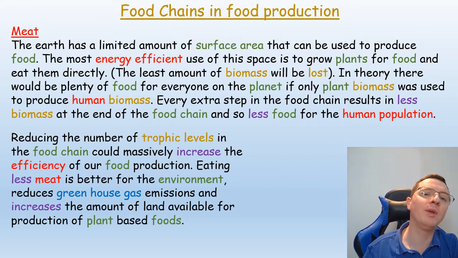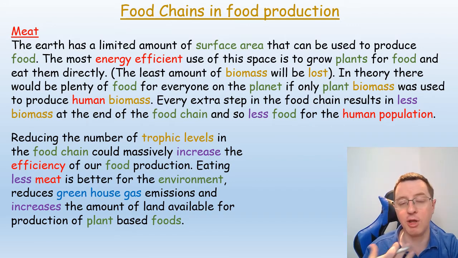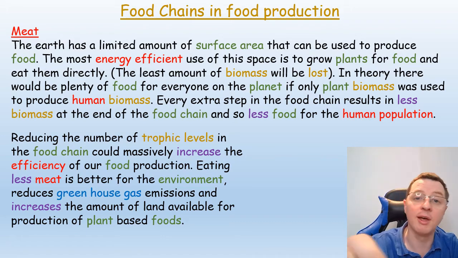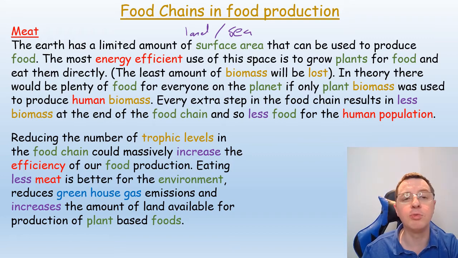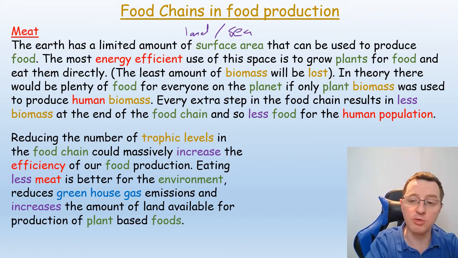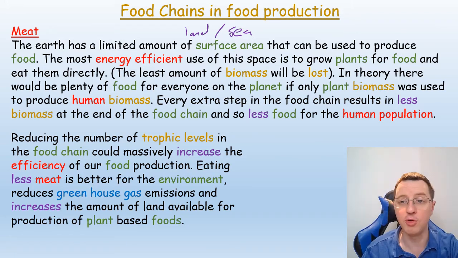The Earth only has a limited amount of space or surface area, land area and also sea area, oceanic area, that can be used to produce food. The most energy efficient use of this space is to grow plants for food and eat them directly. The least amount of biomass will then be lost between producing the food and humans consuming the food.